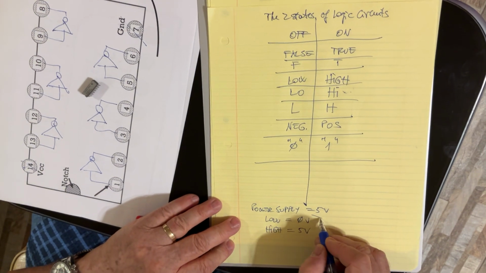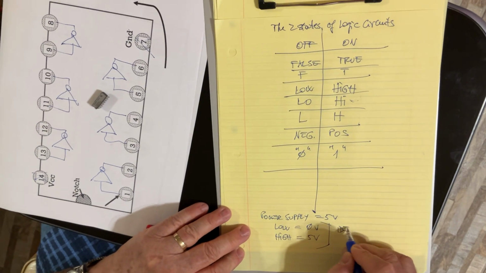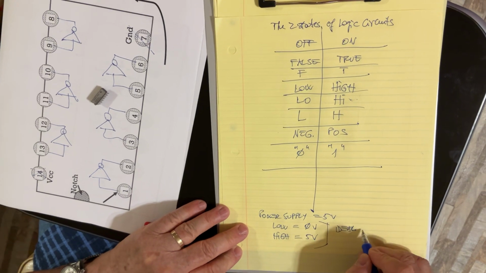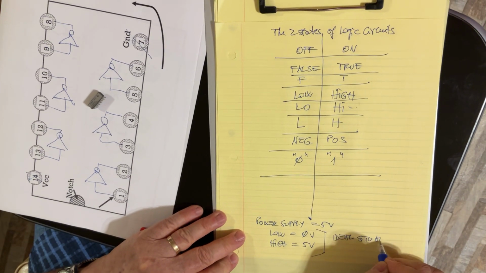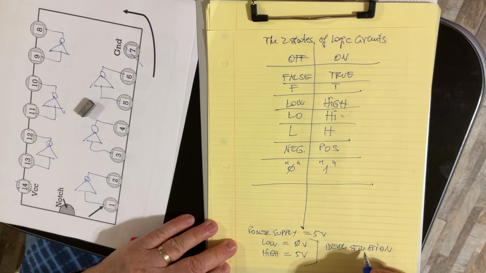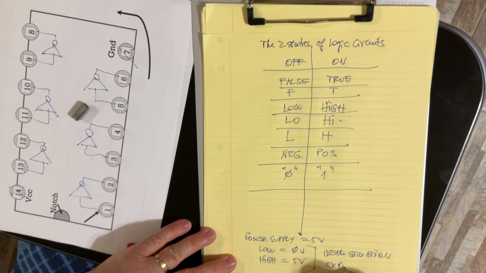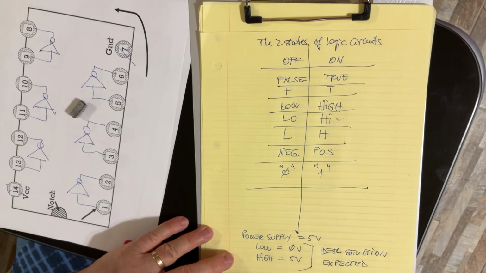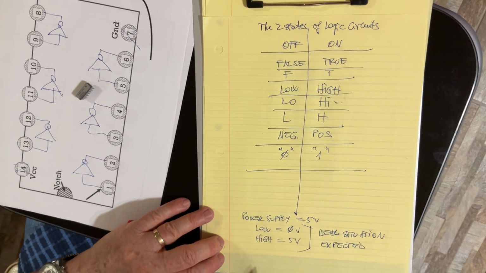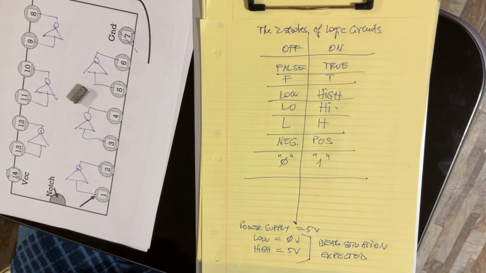This is what we call the ideal situation, or what's expected. Now, what happens in reality? I'm going to leave this one aside for a minute, and we're going to take some measurements.